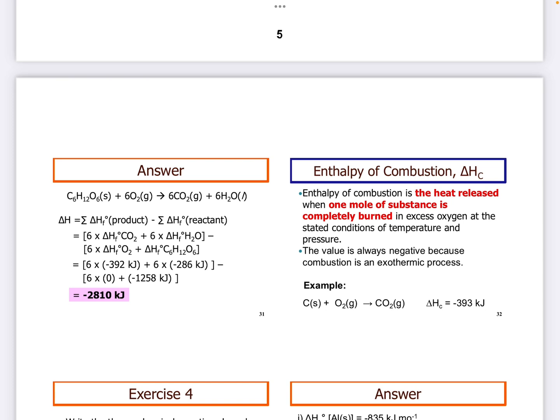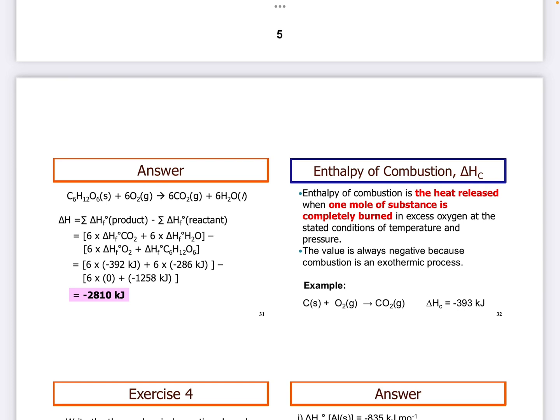Enthalpy of combustion, delta H_c, is the heat released when 1 mole of substance is completely burned in excess of oxygen at stated condition of temperature and pressure. The value is always negative because combustion is an exothermic process. So dia memang sentiasa heat release lah.